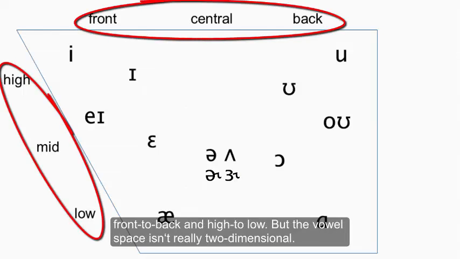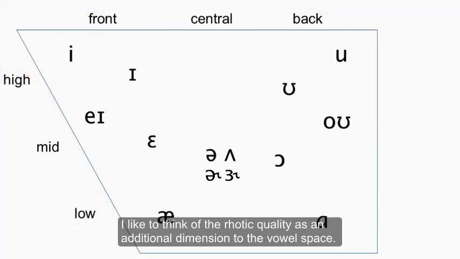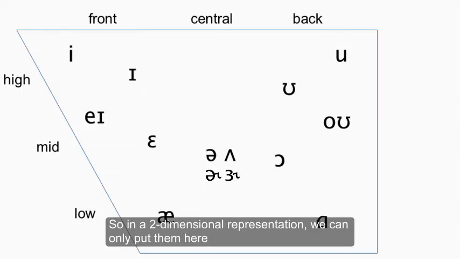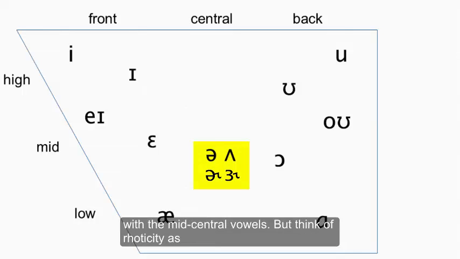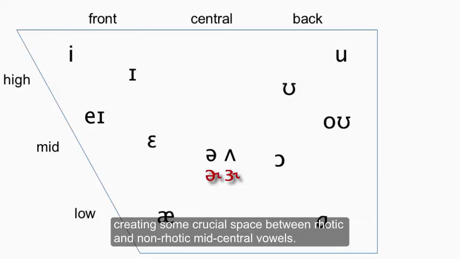But the vowel space isn't really two-dimensional. I like to think of the rhotic quality as an additional dimension to the vowel space. So in a two-dimensional representation, we can only put them here with the mid-central vowels. But think of rhoticity as adding a third dimension to the vowel space, with that third dimension creating some crucial space between rhotic and non-rhotic mid-central vowels.